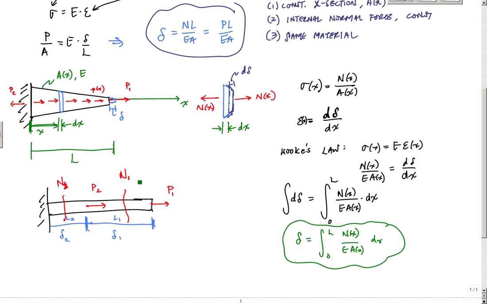L1. Let's say the areas for our sake are constant, and we have E, and so my total deformation will be the sum of Ni Li over E A, where i equals 1 to the number of segments that have constant axial force or axial load. And this summation equation is also another popular application that I'll do an example on in a second. Hopefully you enjoyed that explanation.